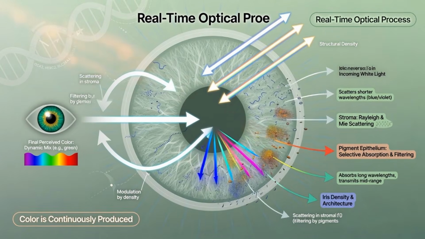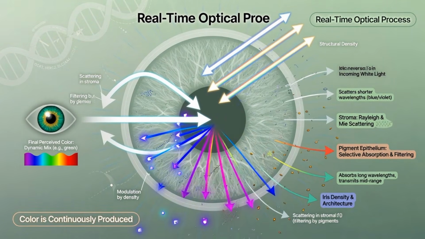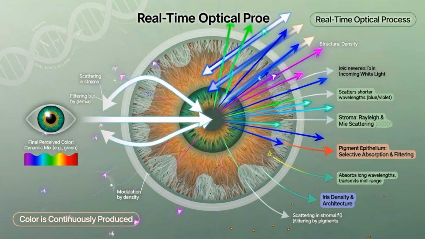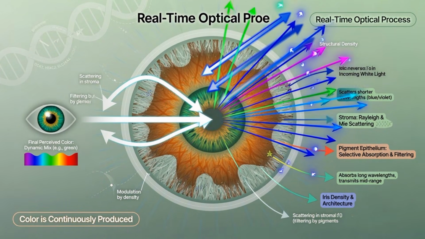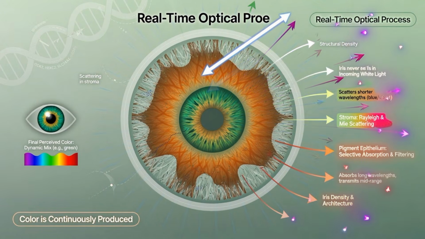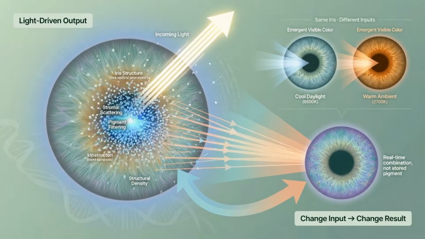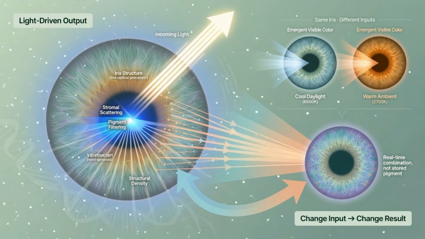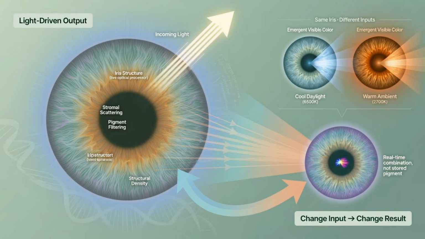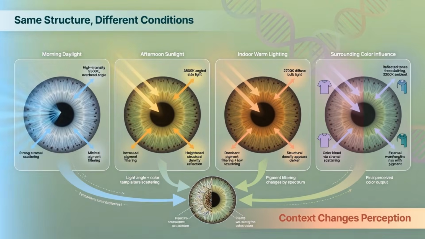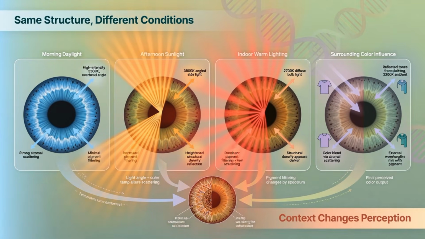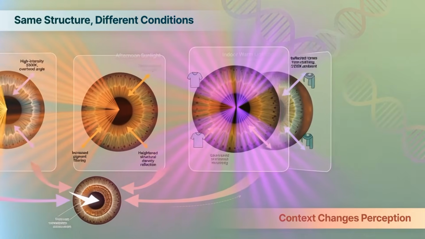What ties all of this together is that eye color isn't a fixed property sitting inside the iris waiting to be observed. It's produced in real time every time light hits the tissue. The stroma scatters it, the pigments filter it, the density shapes it. What you're seeing is an output, a result of all those conditions interacting simultaneously. Change the light source and the output shifts. That's why the same pair of eyes can look subtly different in the morning versus the afternoon, indoors versus outside, or next to different colors of clothing.